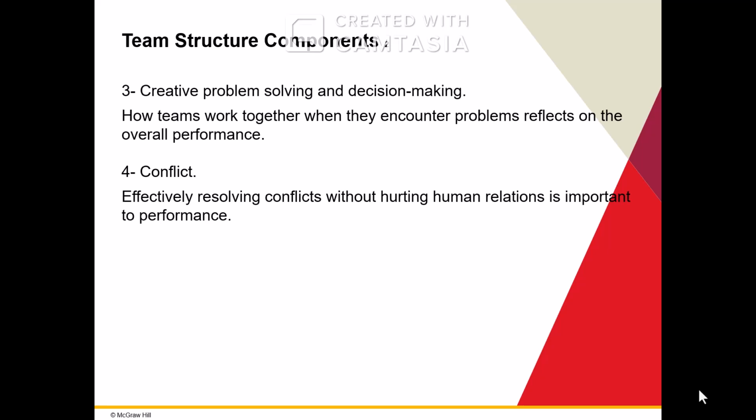And another component is conflict. Effectively resolving conflicts without hurting human relations is important to performance, because conflict is possible to happen at any time. So how effectively a team can solve their conflicts and reduce the amount of conflict among each other, while not hurting others and following the human relation rules or principles, is very important for them in order to enhance their performance and prevent weakening their performance.